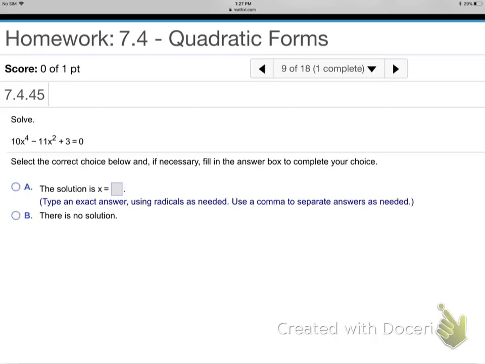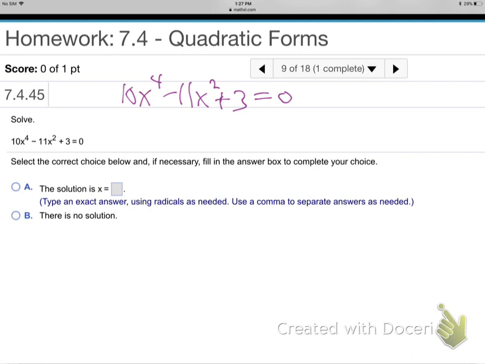It does. All right, let's try this one. 10x to the 4th minus 11x squared plus 3 equals 0. That's going straight to the quad. Yeah, I would just go straight to the quad.